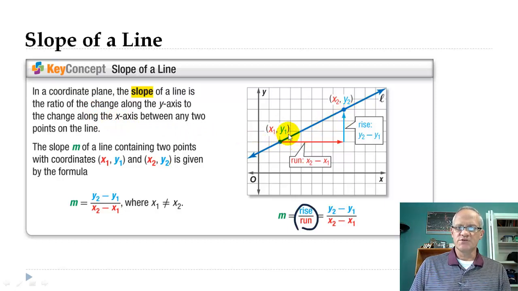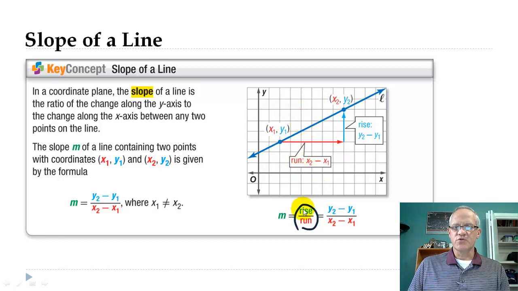Is it really steep and it goes up fast to the right? Does it just go up slowly to the right? Does it go down slowly to the right? Does it go down really fast to the right? So really what this is talking about is how fast, or the steepness, of these lines.